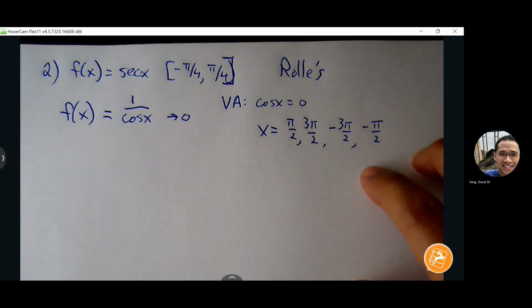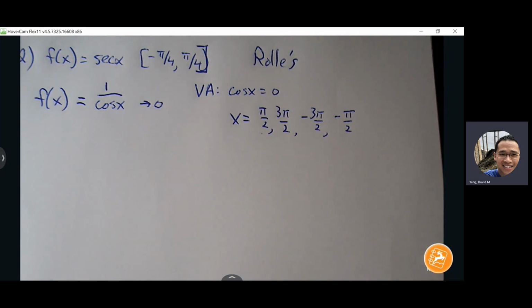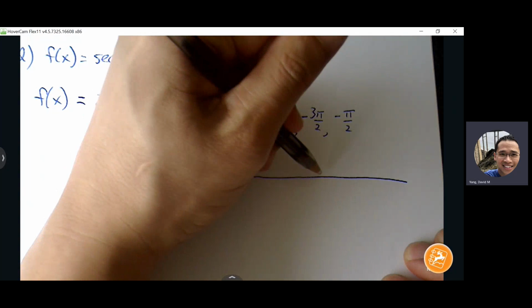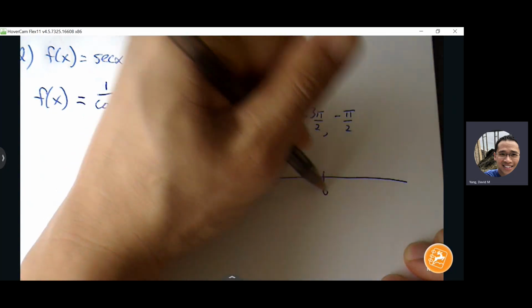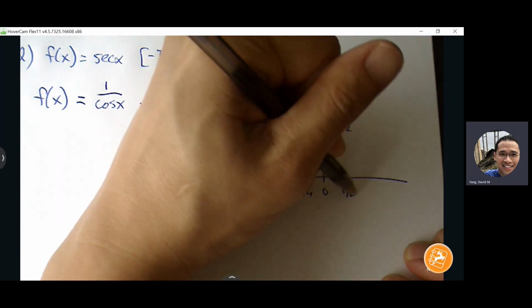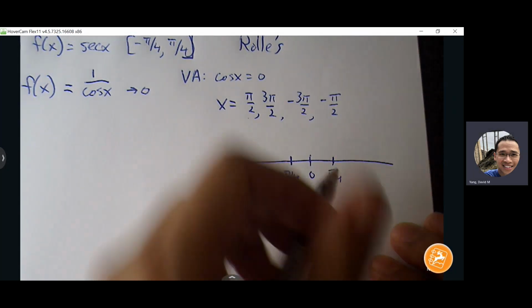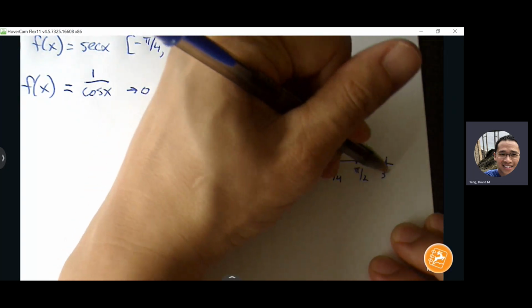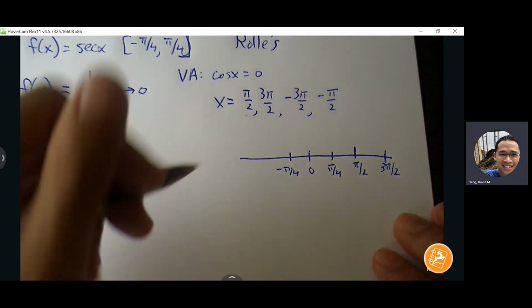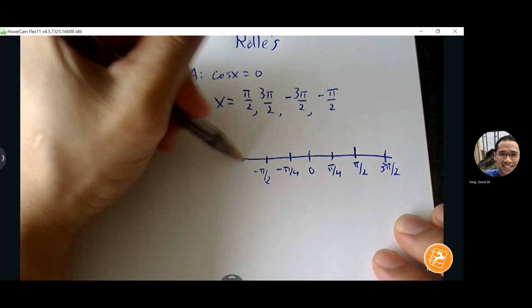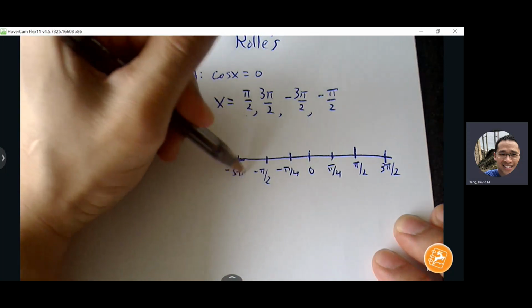All right. So let's think in terms of a number line, right? And see if any of these asymptotes interfere with my interval. So here's what my number line could look like, right? So here's 0, here's negative pi over 4, and here's pi over 4. Okay, so now pi over 2 is further to the right of pi over 4, and then 3 pi over 2 is to the right, and then if I do negative pi over 2, that's going to be over here, and then negative 3 pi over 2 is over here.